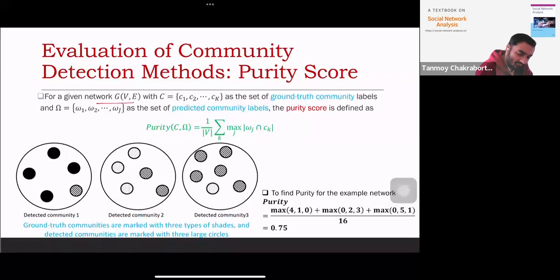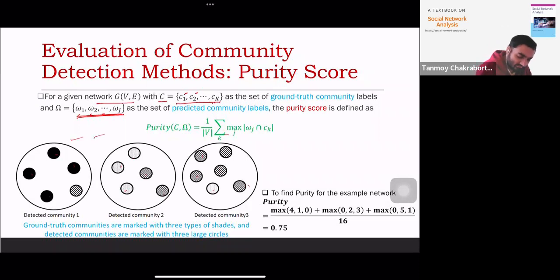So given a graph G, let's assume that C is this community structure, meaning there are C1, C2, dot, dot, dot, CK, K number of ground truth communities, right? And let's assume that you have omega 1, omega 2, these are the detected communities. You have J detected communities and K ground truth communities, right? So as you see here in this particular example, there are 1, 2, 3, 4, 5, 6, 7, 8, 9, 10, 11, 12, 13, 14, 15, 16 nodes, right?